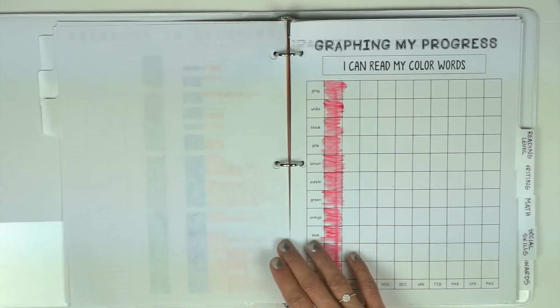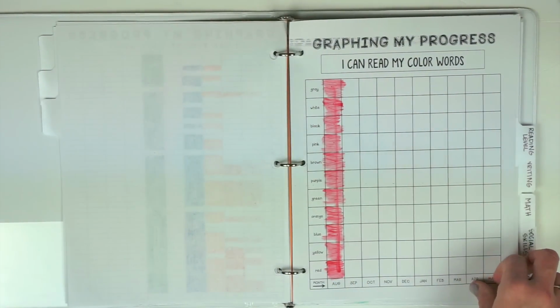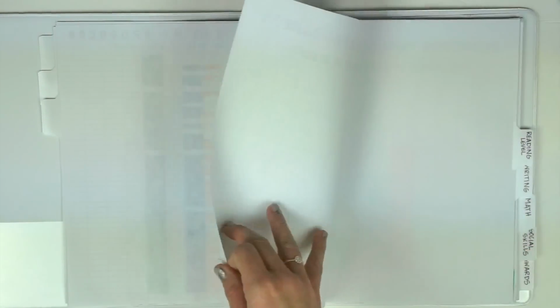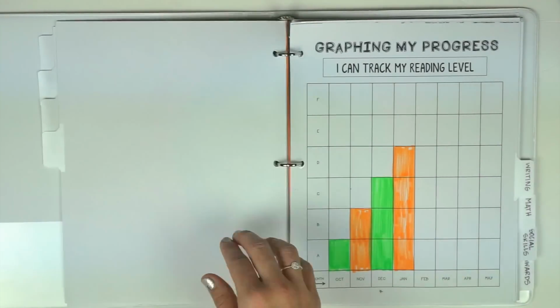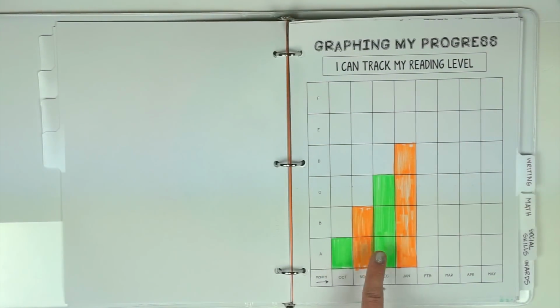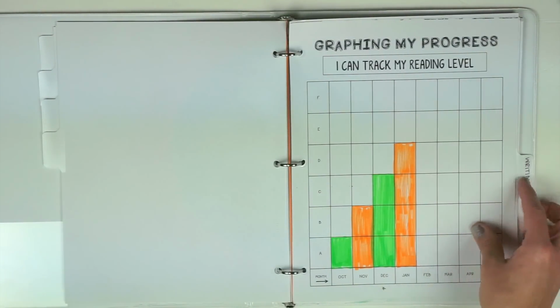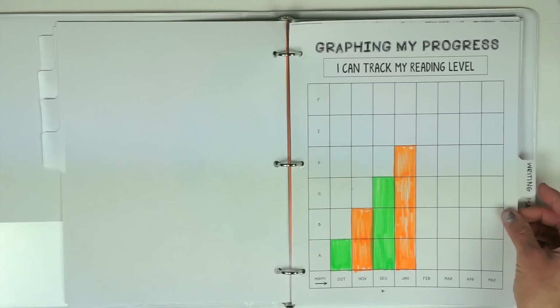Here is color words. So I took all her color words. She was able to read them all at the beginning of August. Now we go on to reading level. So you'll see for this student in October, I had her on an A. November, we moved her to a B. December, a C. And now in January, she has been moved up to a level D.